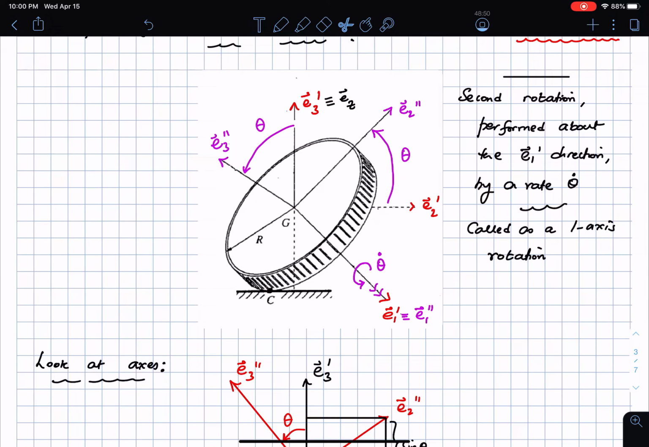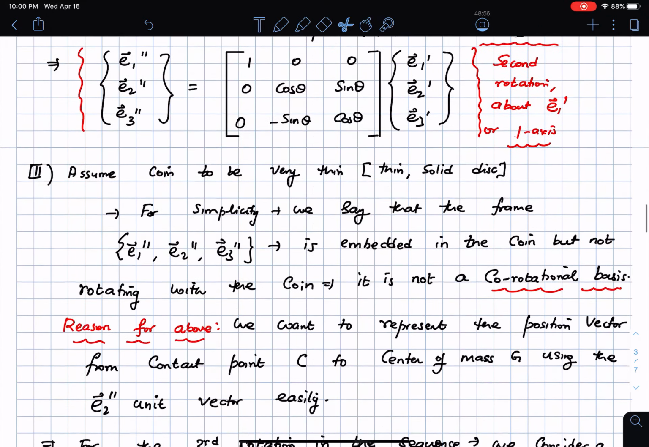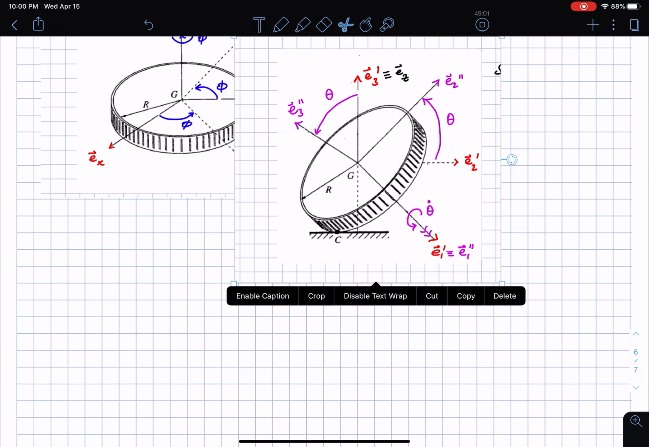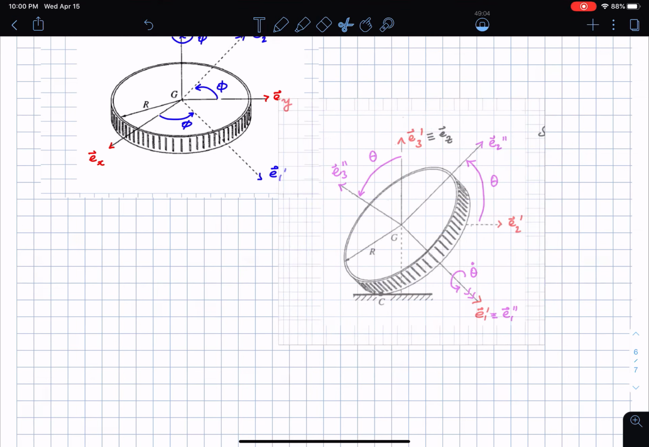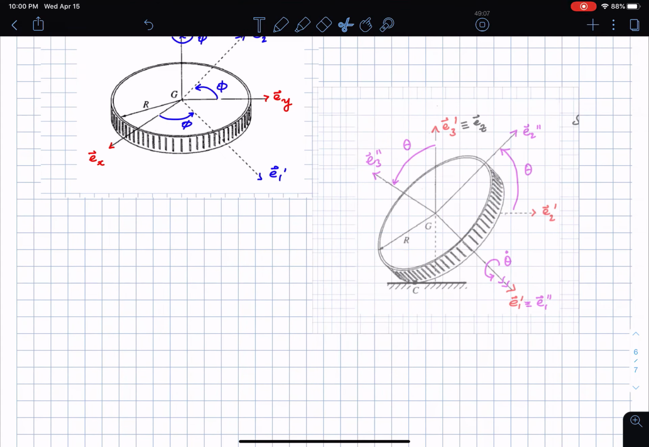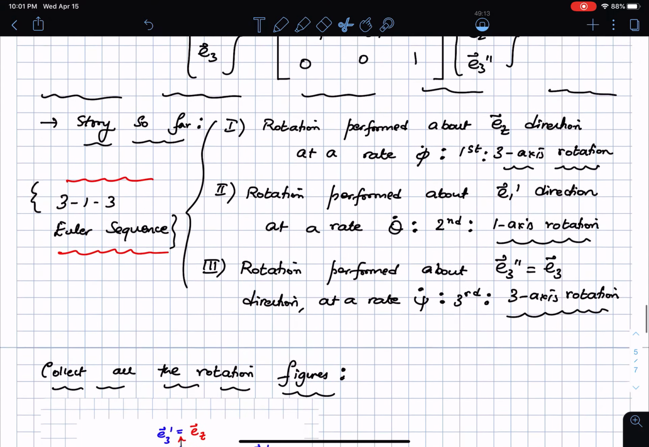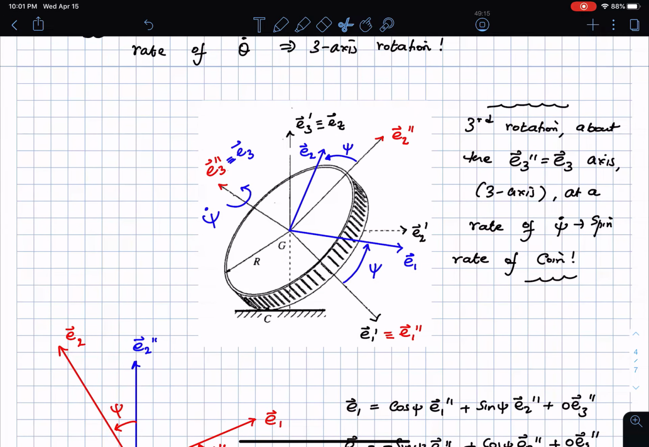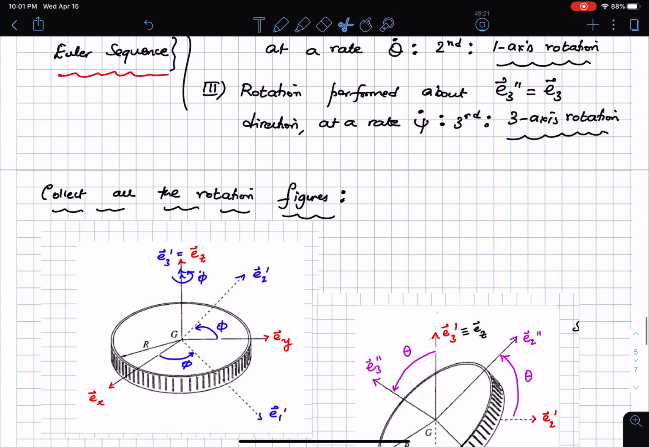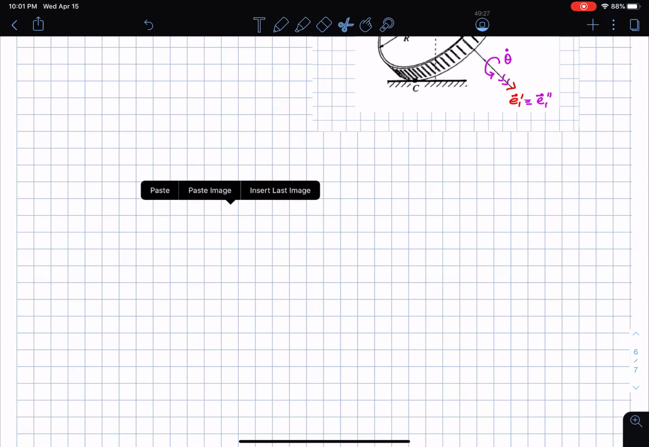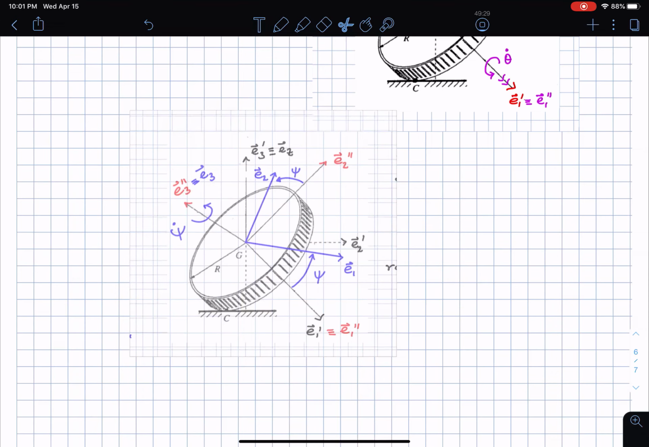Okay, so I'll copy this and bring that down here, and then we will label these again. Okay, this is the second rotation. And then we have the third rotation, which we had here. Copy and then paste it down here. I'm sorry, I had to paste the image. This is something that I typically keep forgetting.